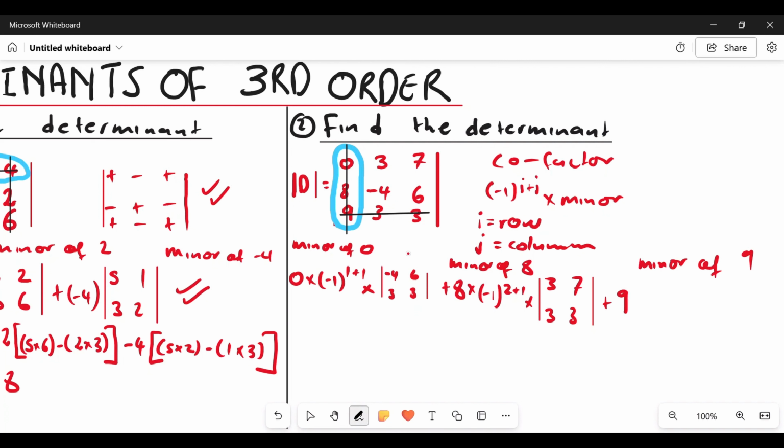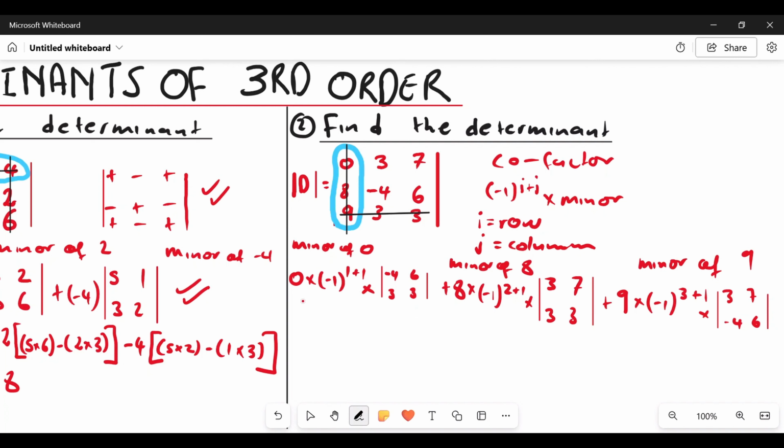Plus 9, let's not forget this 9, multiplied by the cofactor. So let's multiply by the cofactor. Remember, the cofactor is negative 1 to the power of I. What is I in this case, which is row? It's going to be 3 plus J, which is our column, 1 for this one, multiplied by the minor. Remember, the minor is what is left after cancelling the row and the column. We're left with 3, 7, negative 4, 6. There we go. Then from there, we continue here.